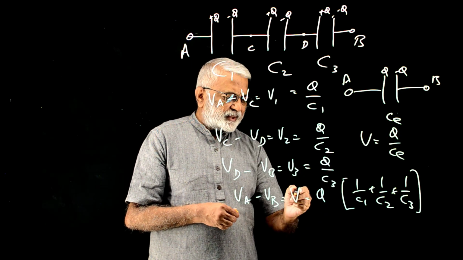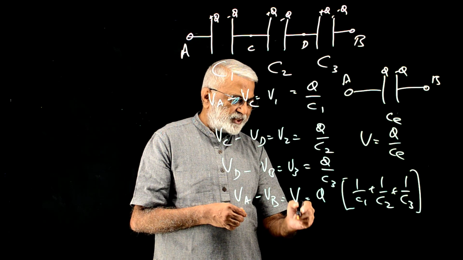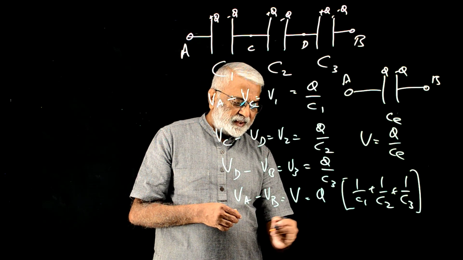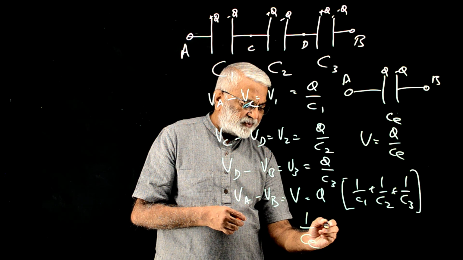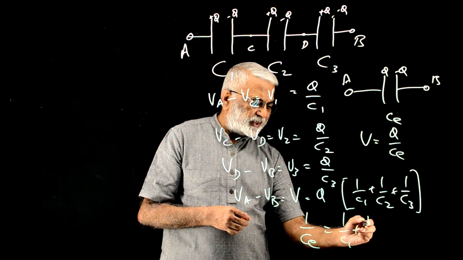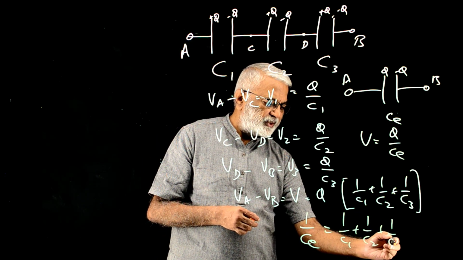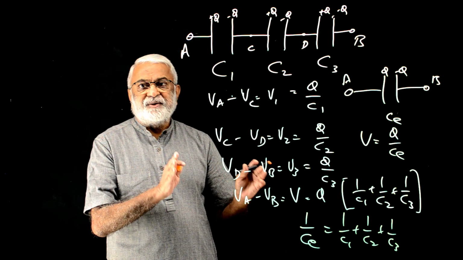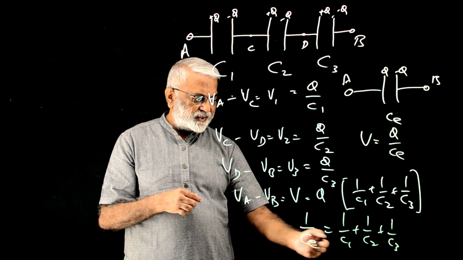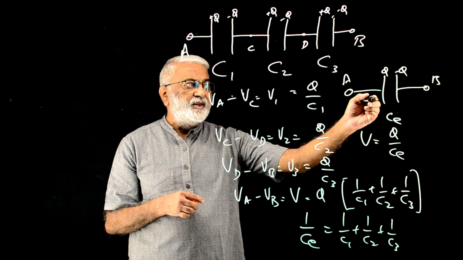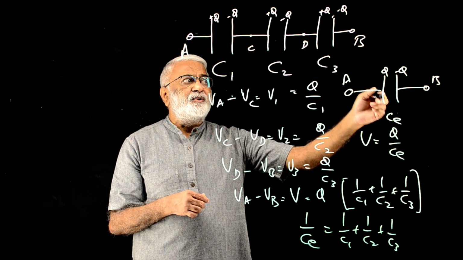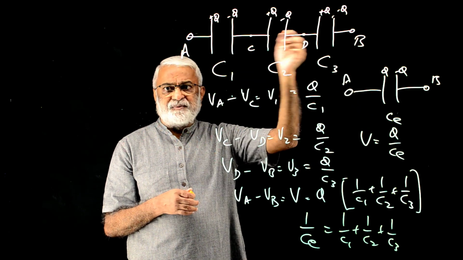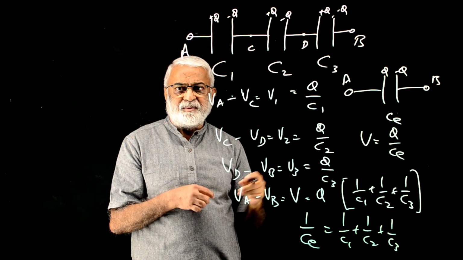If you put that here, V is Q by C, Q gets cancelled and you get 1 by C effective is equal to 1 by C1 plus 1 by C2 plus 1 by C3. So the effective capacitance of the three of them together is given by this equation. This capacitor can store the same amount of charge as the three of them are doing together in a series combination.